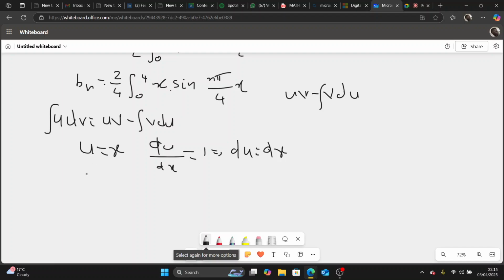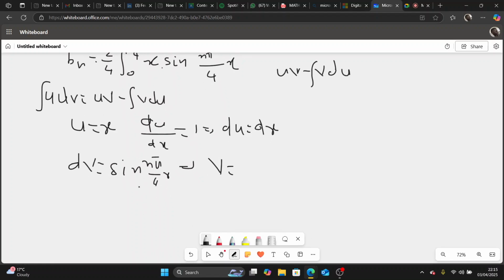Now, manager, it means we have dv. dv is sine of n pi over 4 x. Now, what is v? v is the integration of this. What is the integration of sine here? Okay, forget about what you see here.